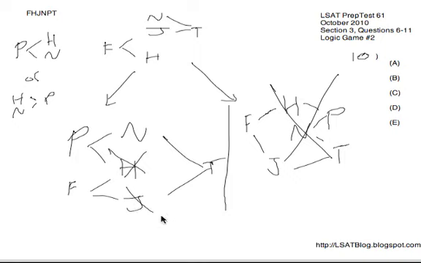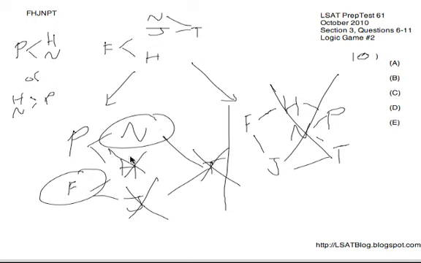If P's first, J can't be second because F has to go before it as well, and T can't be second because it's got to have at least, a lot of things, N, P, J, F all coming before it. So only N or F could be second. That's 2 different things. So B, 2 is our answer for 10.